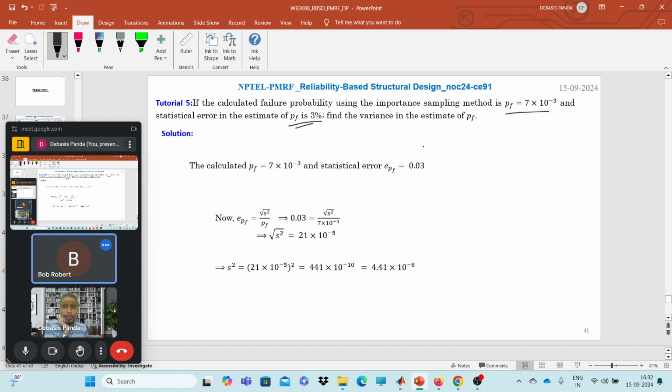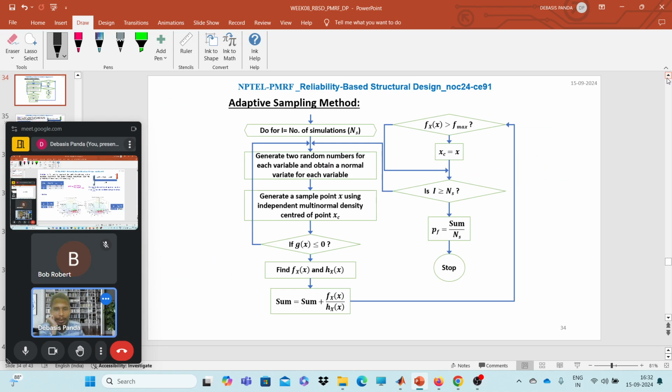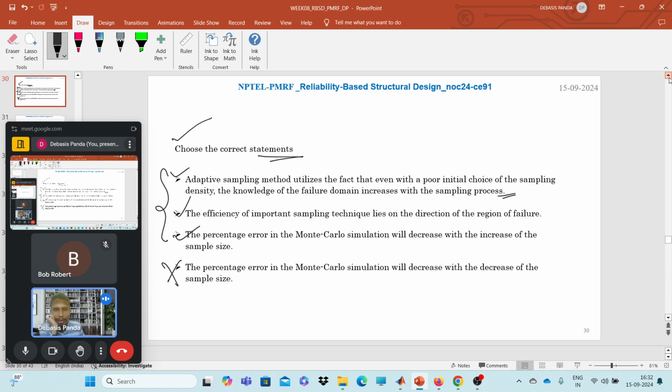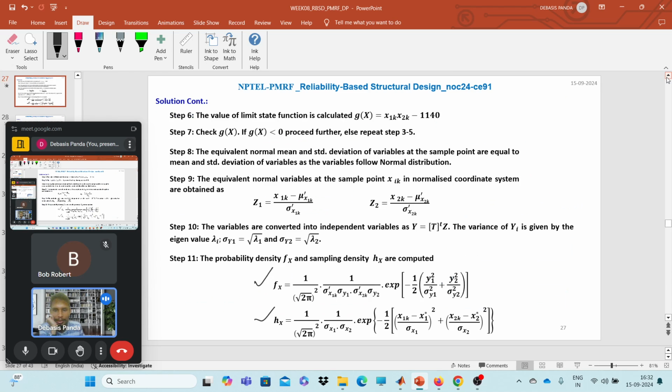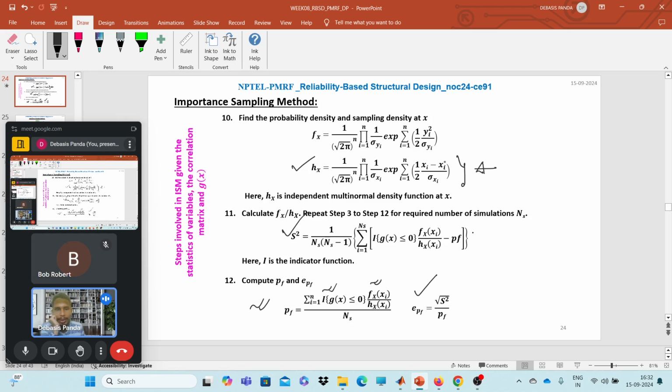What should be the variance in the estimation of PF? What was the relation between the variance and the error estimation in importance sampling? I already discussed it, but I think you lost your connection at that time, so I will go to that slide once again. Here, this is the variance of the importance sampling function, and the estimation error of PF is nothing but the standard deviation divided by PF.